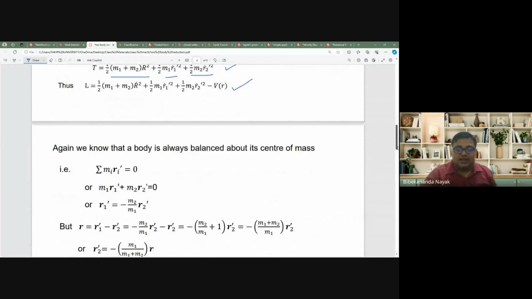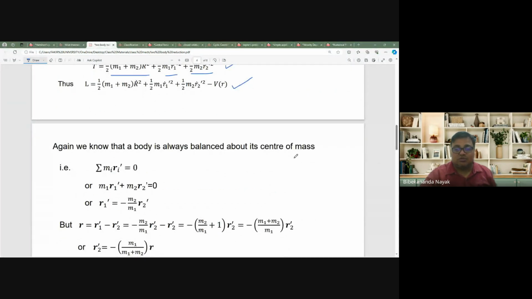Again we know that a body is balanced about its center of mass. That is, the product of mass and position vector of each individual particle, if you take its sum, will be 0 at the center of mass point.